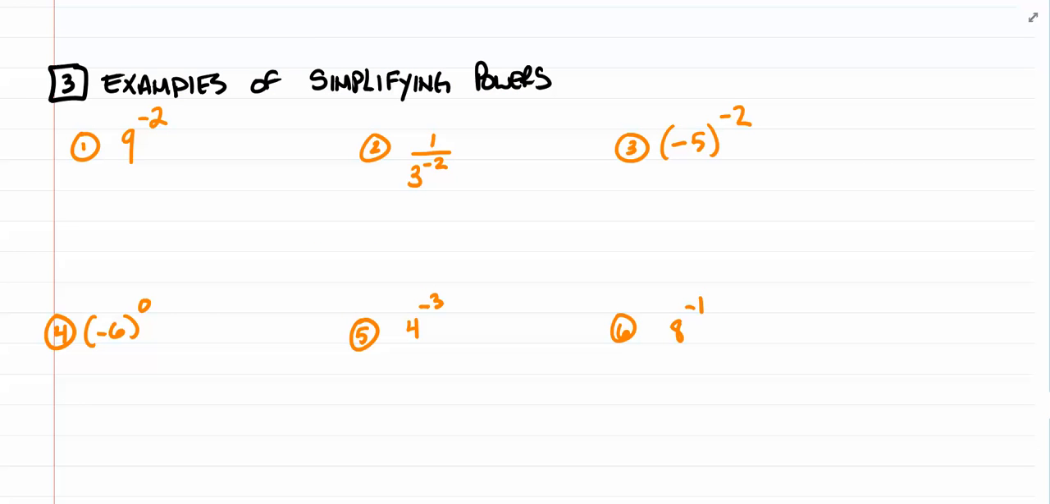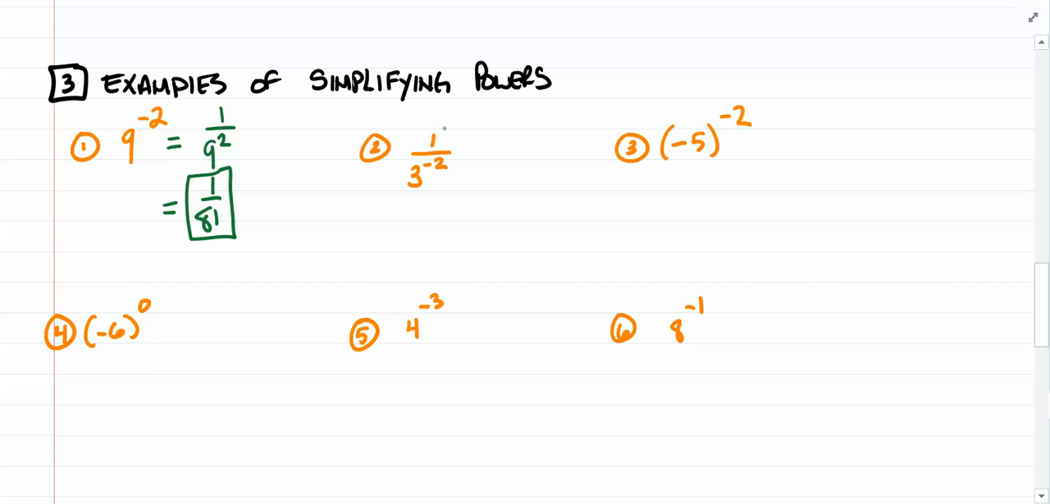Box number 3 is some examples of simplifying powers. So here we go. If I take 9 to the negative 2, it is 1 over 9 squared, according to my negative exponent rule, which gives me 1 over 81, and that is how I would simplify.